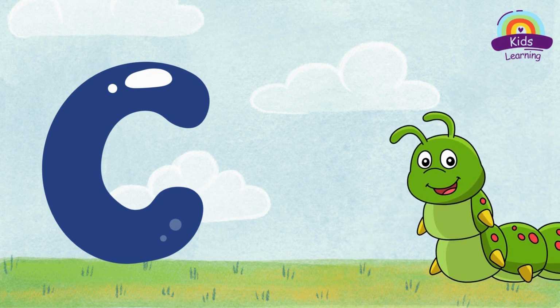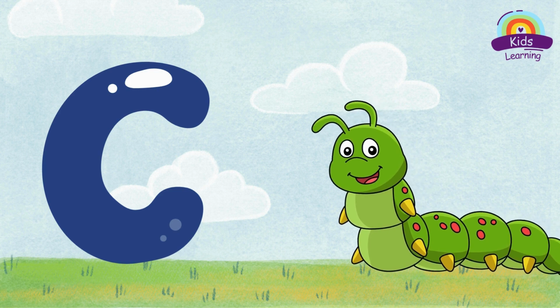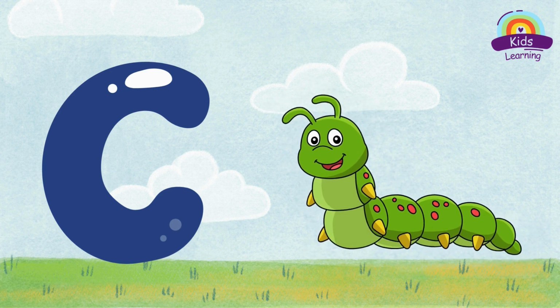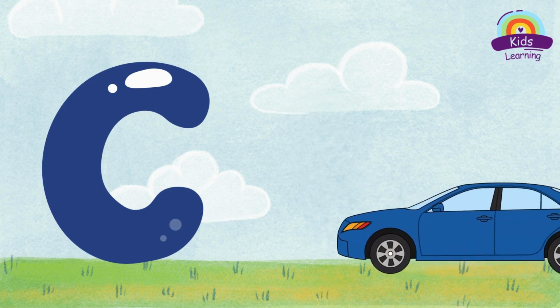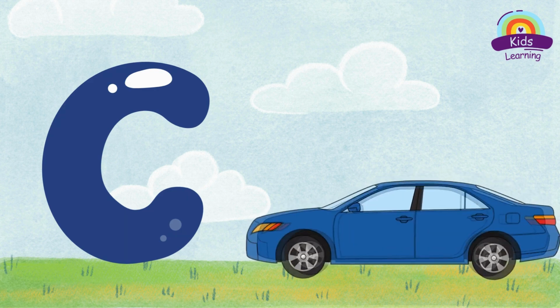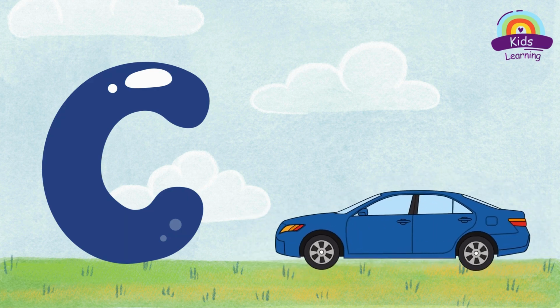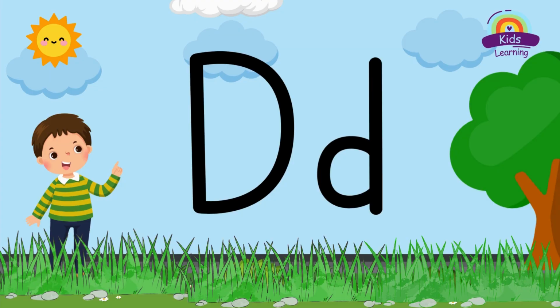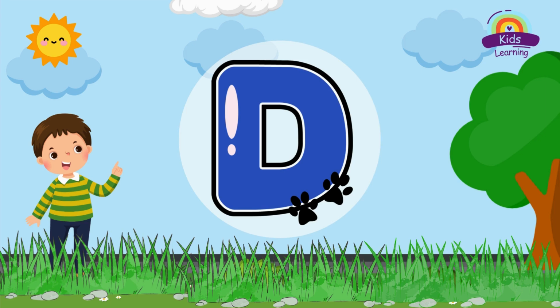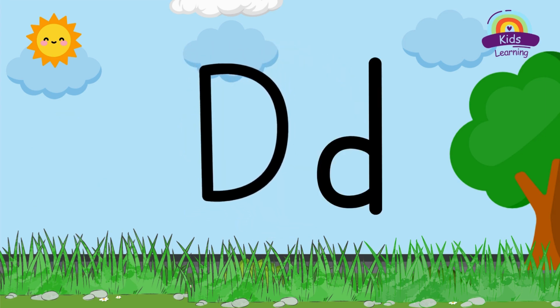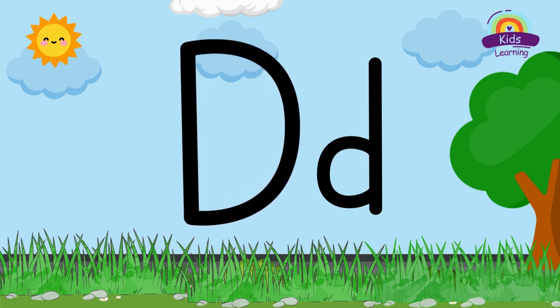C for caterpillar. Caterpillar. C for car. Car. This is letter D. It's a capital D and it's a small d.